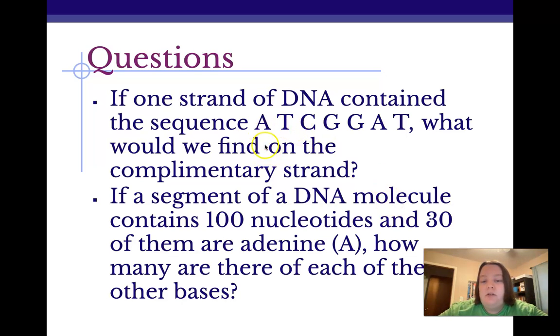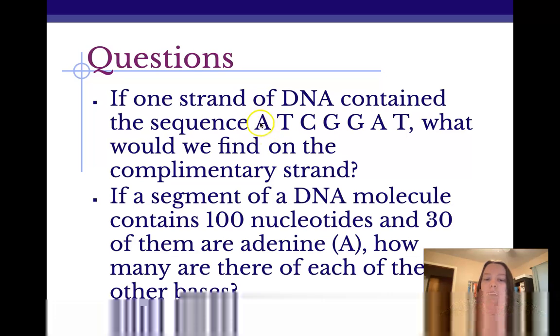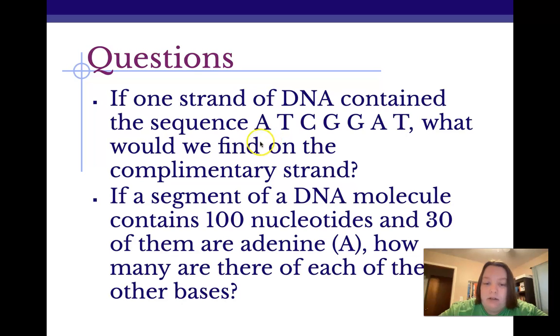To figure out the opposite strand, I'm essentially going to say what goes with A. T. So A goes with T, so I'm going to write a T. T goes with A, so I'm going to write an A. C goes with G, so I'm going to write a G. G goes with C. G goes with C. A goes with T. And T goes with A. So to find the complementary strand, you just match them to who they pair with.